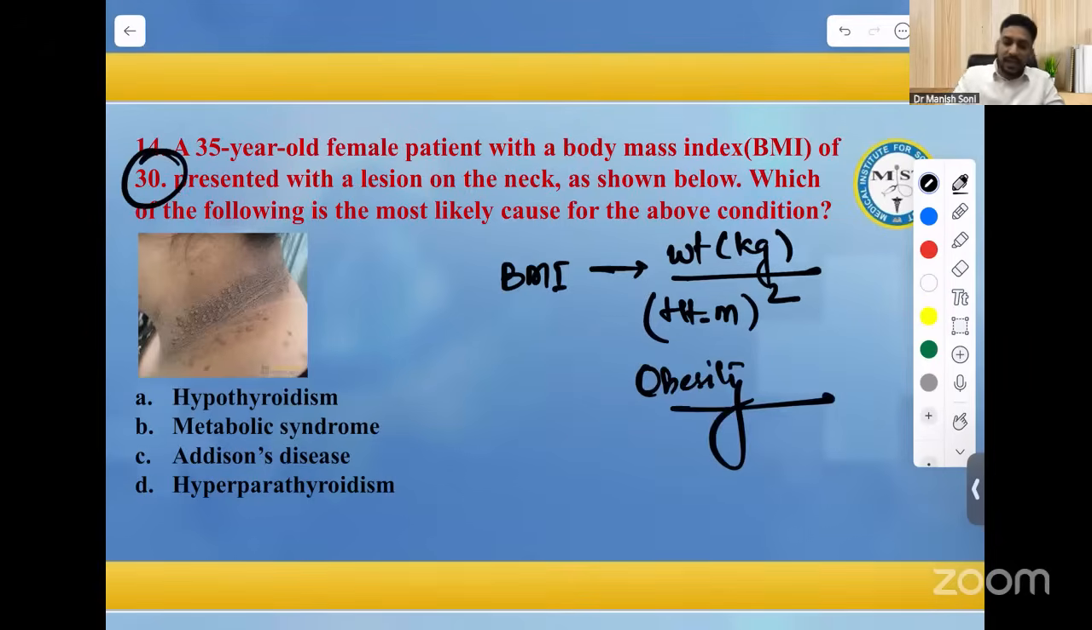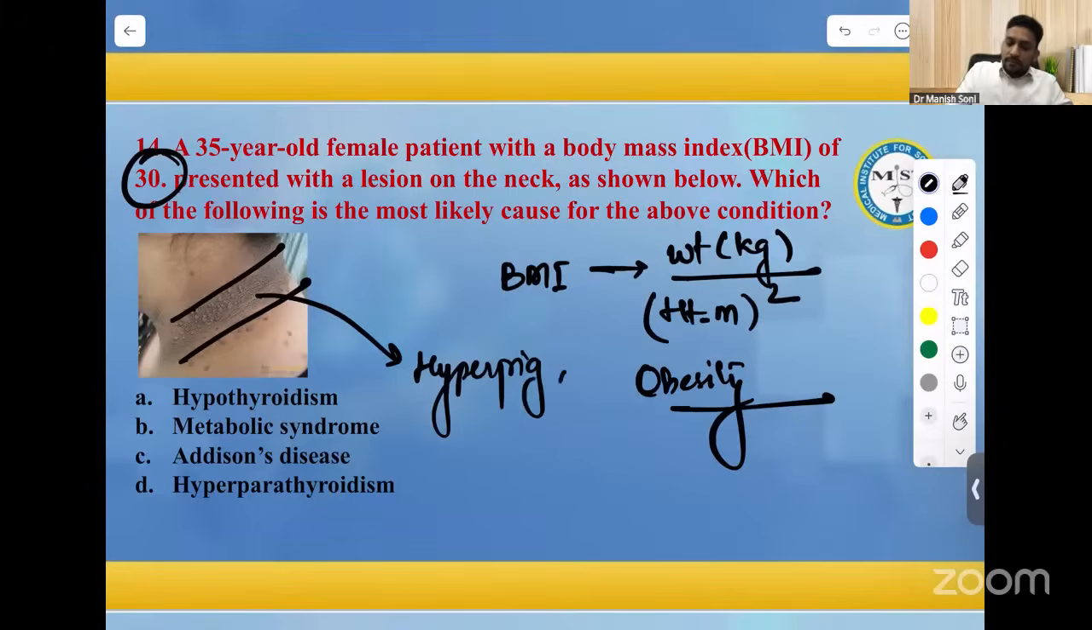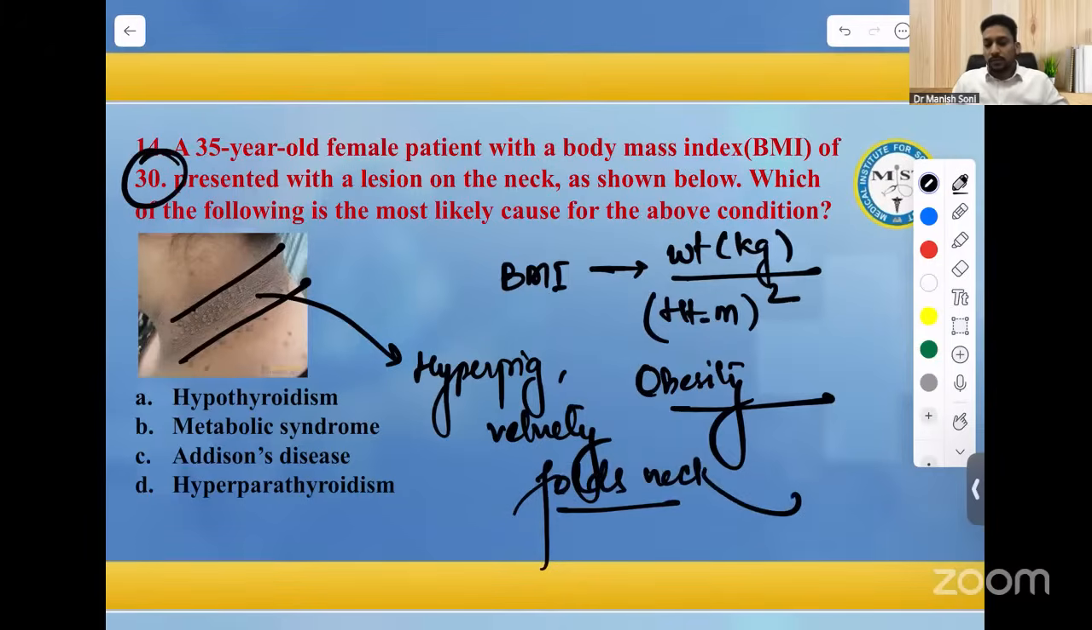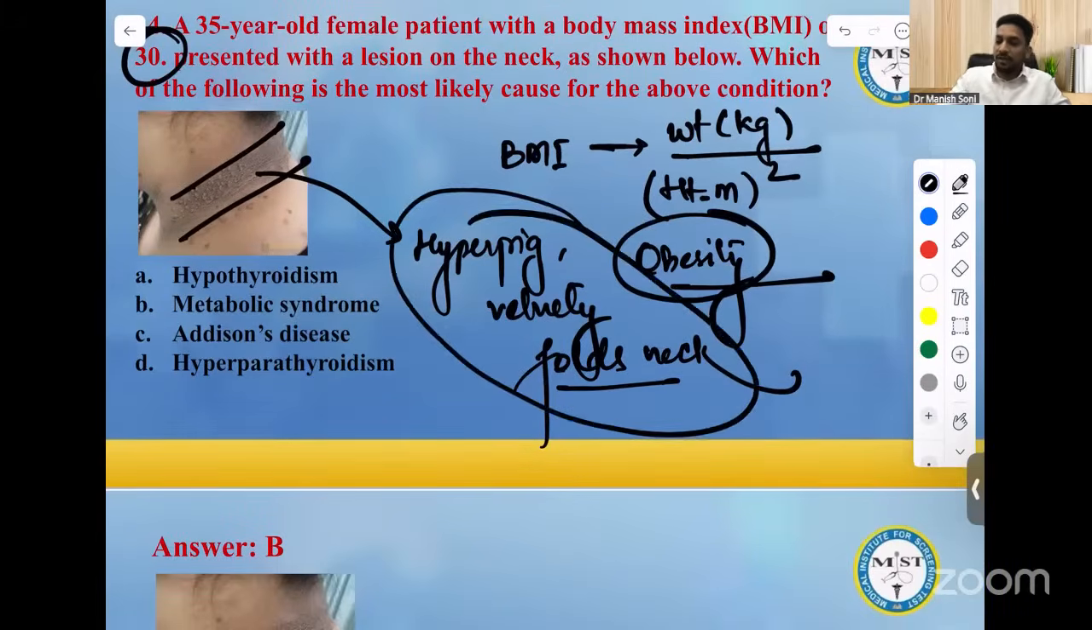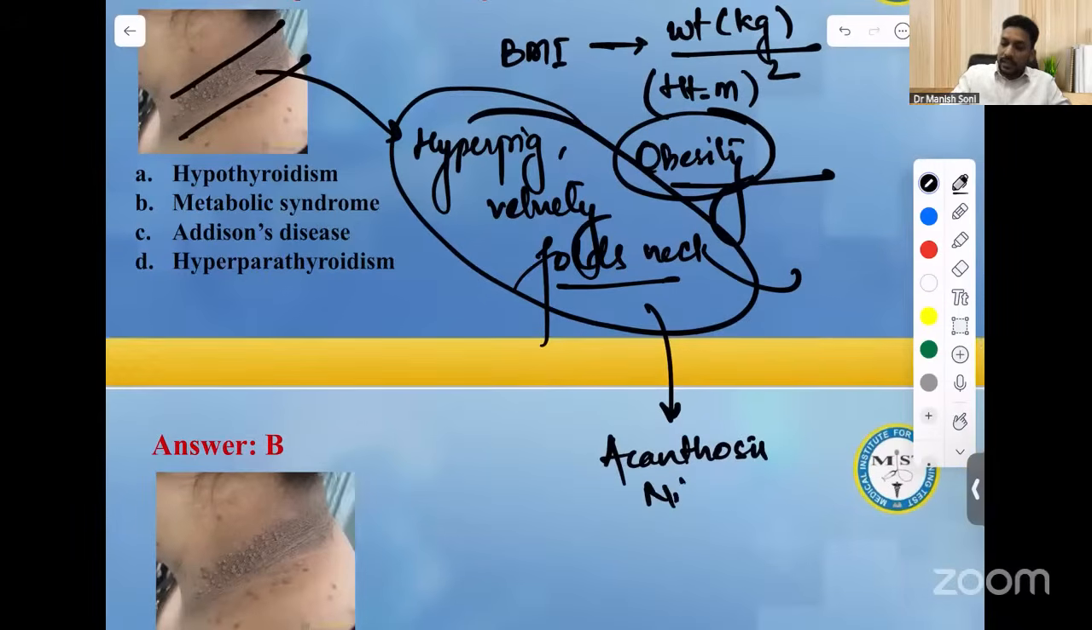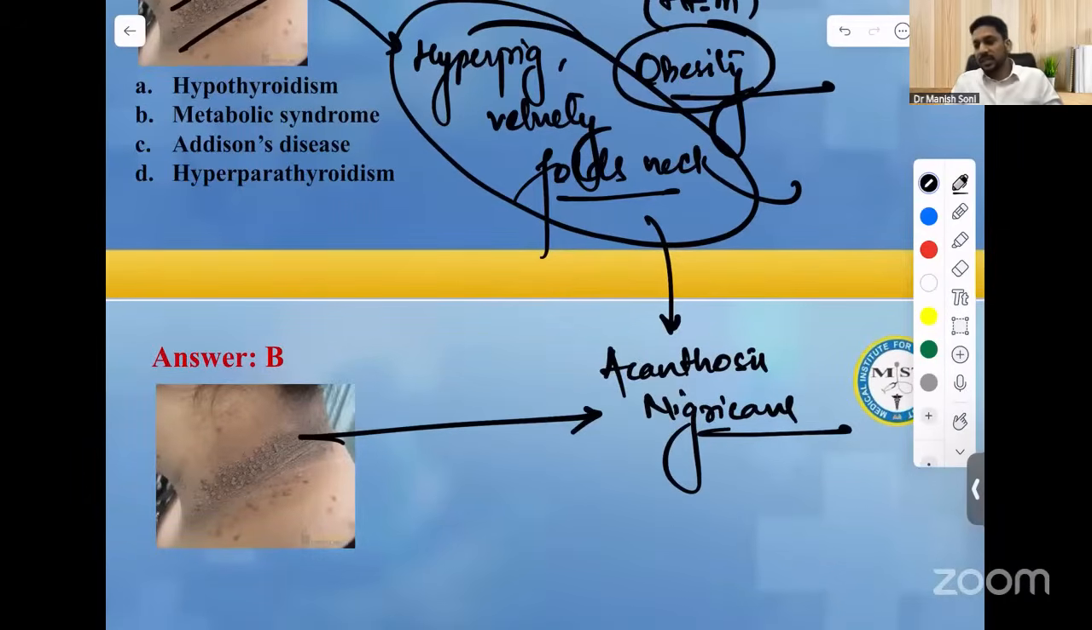She presented with a lesion over the neck, and here you can see dark, hyperpigmented, velvety-looking skin over folds. Which folds? Neck folds. What is the likely cause? Now, in an obese individual, if you get a hyperpigmented velvety appearance over the neck fold, it is acanthosis nigricans. Acanthosis nigricans is the condition.